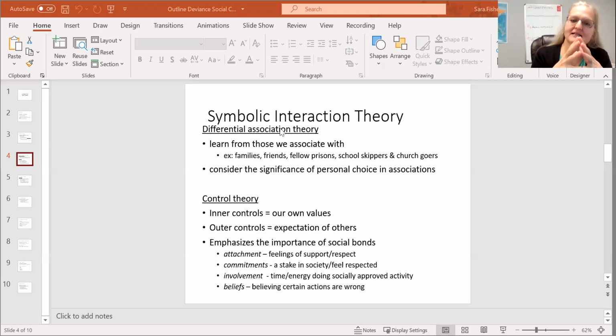So again, the idea is that the people who are more likely to follow the rules have both of these. They have an internal compass, and people outside them are expecting them to follow the rules. Now, the key from control theory is that if you want people to follow the rules, we have to connect them with other people. Or as this third pearl says, the emphasis is on social bonds, connections with other people.